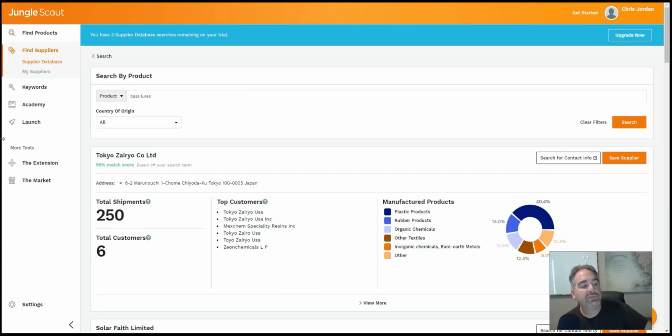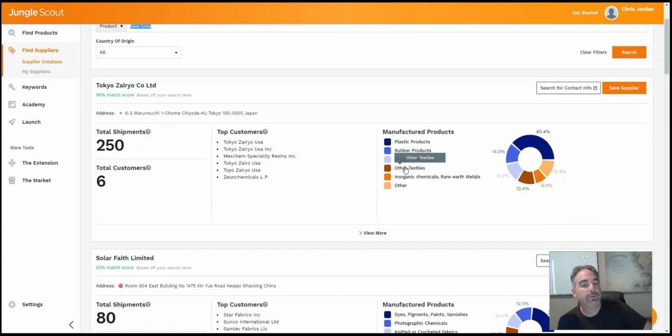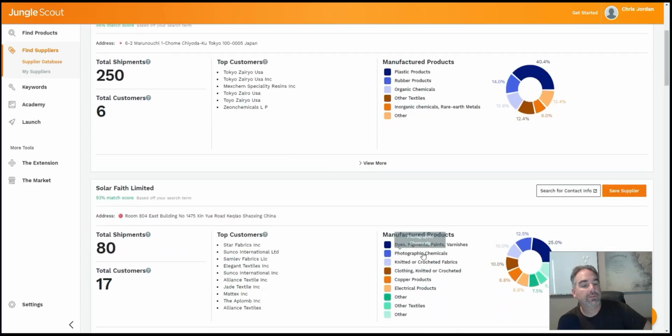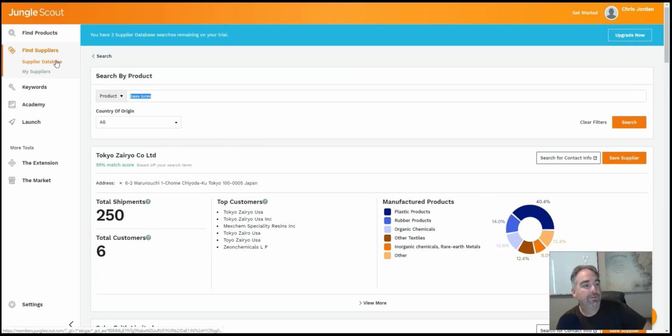Okay, so the next tool that Jungle Scout has that Helium 10 does not have is this Find Supplier database. This is a relatively new feature that they came out with recently, and what is problematic here that I see is they definitely have some work to do on this. I just put in a general keyword of bass lures, and what happened was it came back with all of these companies that do plastic, rubber, chemicals, textiles, dyes, and pigments. None of these companies supply bass lures, so at this point, this tool is not very helpful.